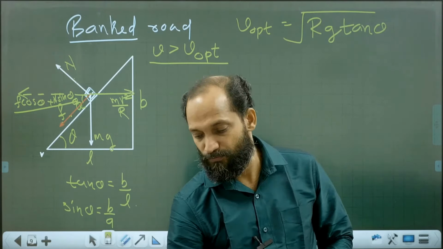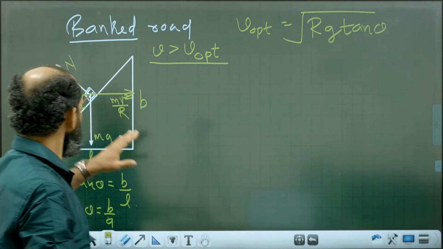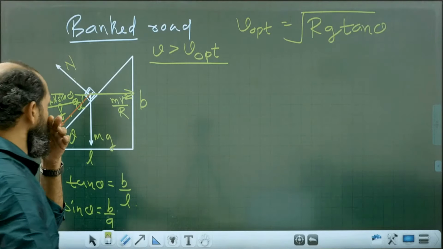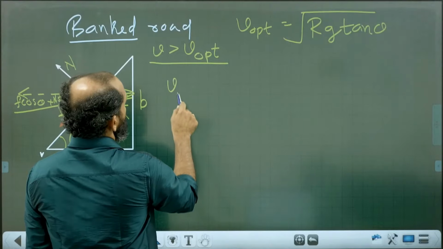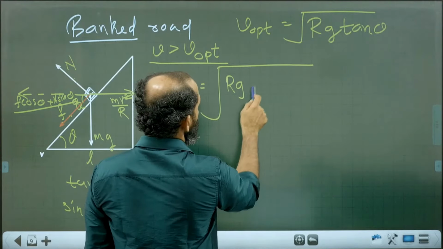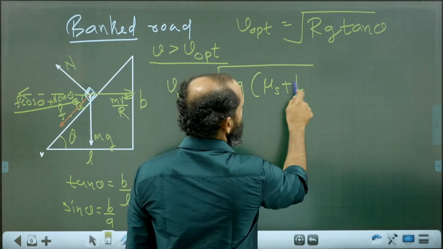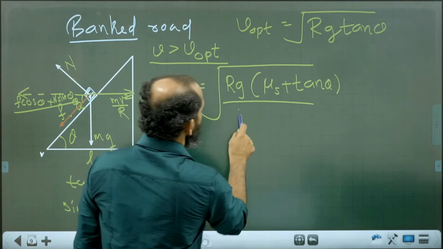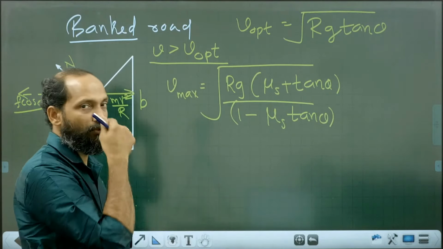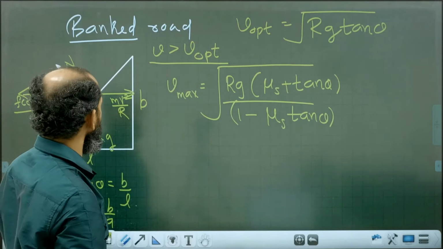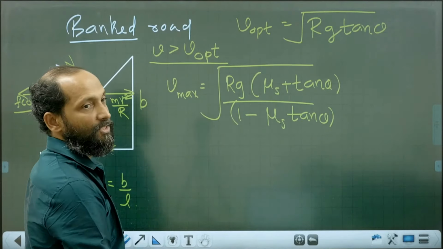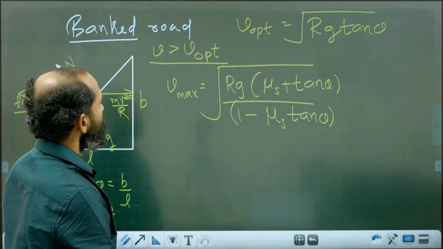Components of friction and normal force are both acting radially inward, serving as centripetal force. If so, the maximum permissible speed is equal to root of rg into mu s plus tan theta divided by 1 minus mu s tan theta. We have already established this result. It's only a quick revision, so I'm neglecting the steps. Anyway, these arguments and the steps involved in this result are very important. You can practice it for any examinations.